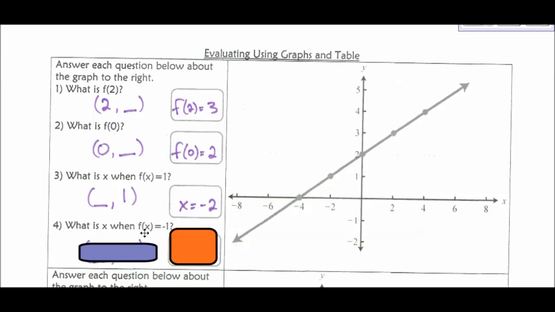What is x when f of x is -1? Again, I'm given the y value here. That y value of -1 is here. And then I just think about where my line's hitting. There's no actual dot there, but it is hitting directly at -6. So you could fill in a -6 there, or you can just write that x equals -6.